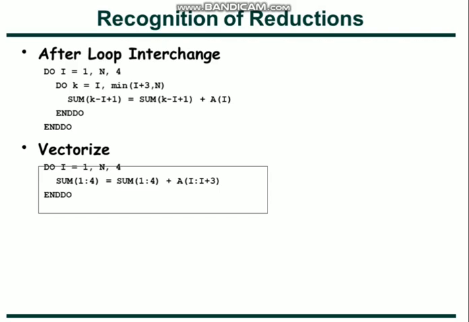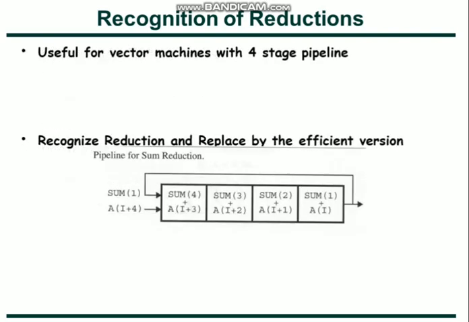After vectorization of the inner loop, we will get the statement sum of 1 to 4 is equal to sum of 1 to 4 plus a of I to I plus 3. The outer loop cannot be vectorized, so the outer loop has to be executed in sequence. In this way, a loop which is not vectorizable can be partially vectorized. So we have distributed into three. The first part is completely vectorized, the second part is partially vectorized, only the inner loop can be vectorized, the outer loop cannot, and the third loop cannot be vectorized at all. This type of method is very helpful if you have 4-stage pipelining.